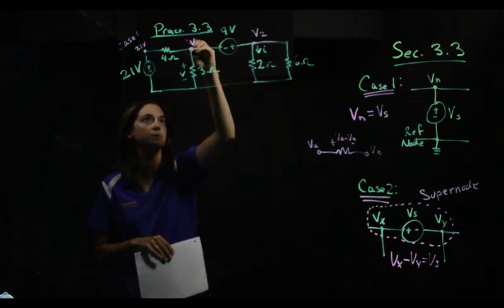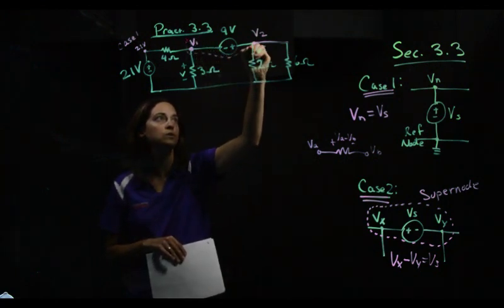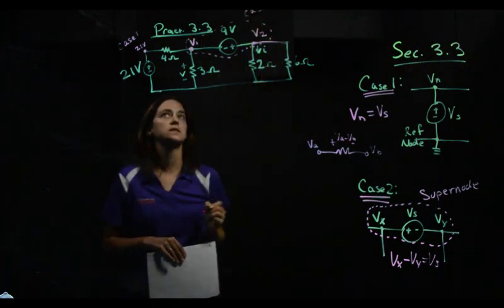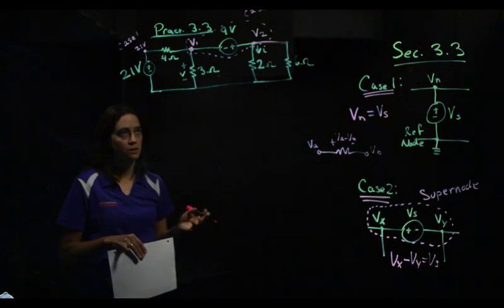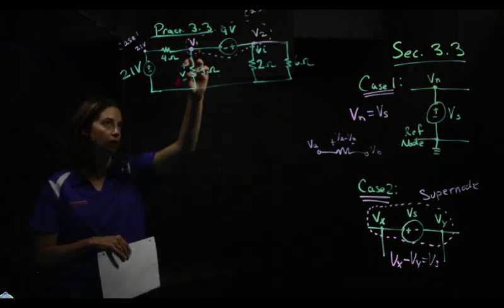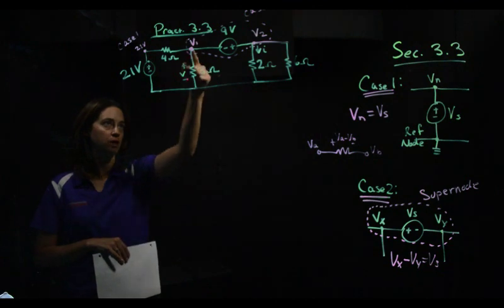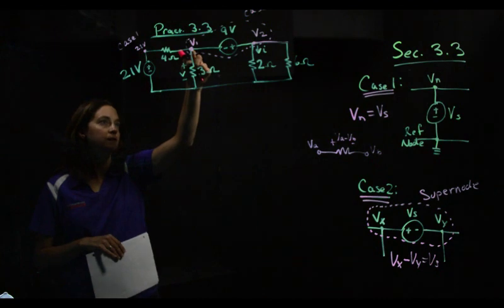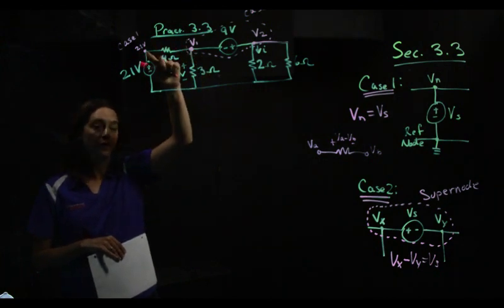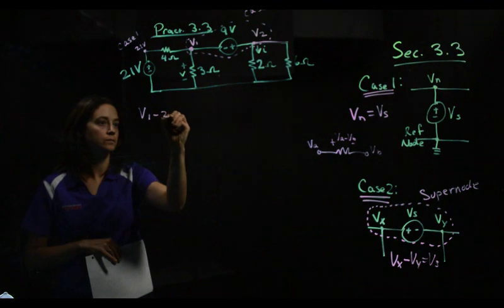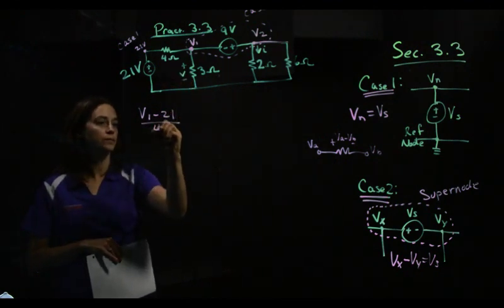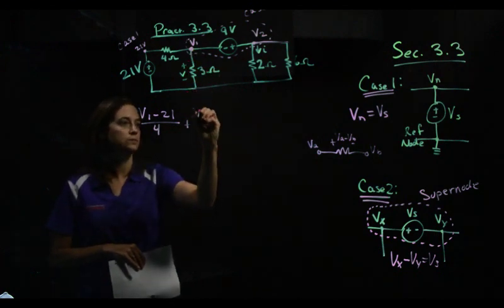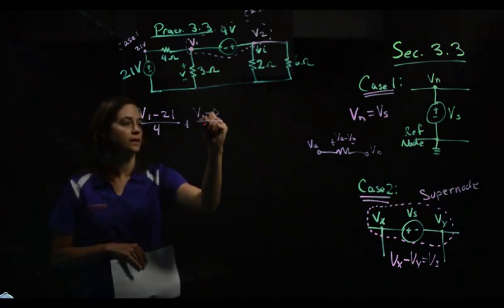This is a case 2. And this falls between 2 non-reference nodes. So this is making up a supernode. So here's how we deal with that. I want to write my equation starting at V1. So I'm writing my nodal equation like we did in the last section. I have V1 minus 21 volts divided by 4 plus V1 minus 0 divided by 3.